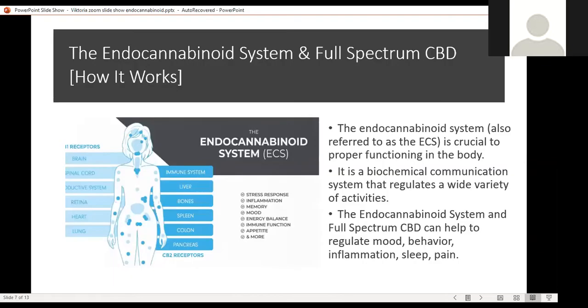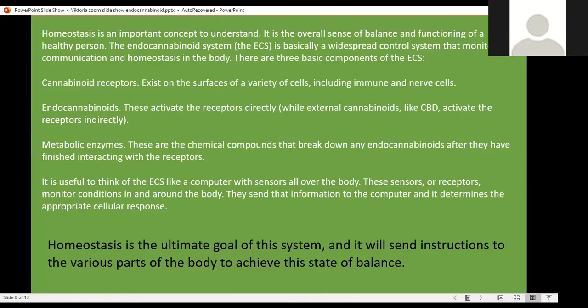So now you know the different types of CBD. Now let's talk about the endocannabinoid system and why you should take a full spectrum. The endocannabinoid system, also referred to as the ECS, is crucial to the proper functioning of the body. It's a biochemical communication system that regulates a wide variety of activity. The endocannabinoid system in a full spectrum CBD can help regulate mood, behavior, inflammation, sleep, pain, and so much more.